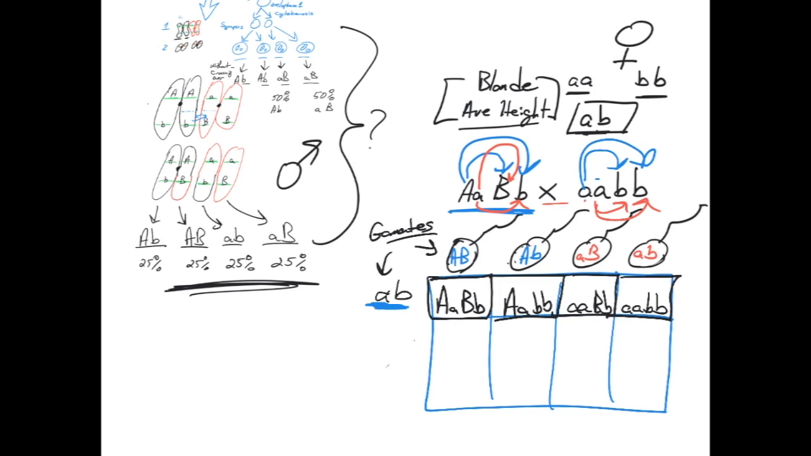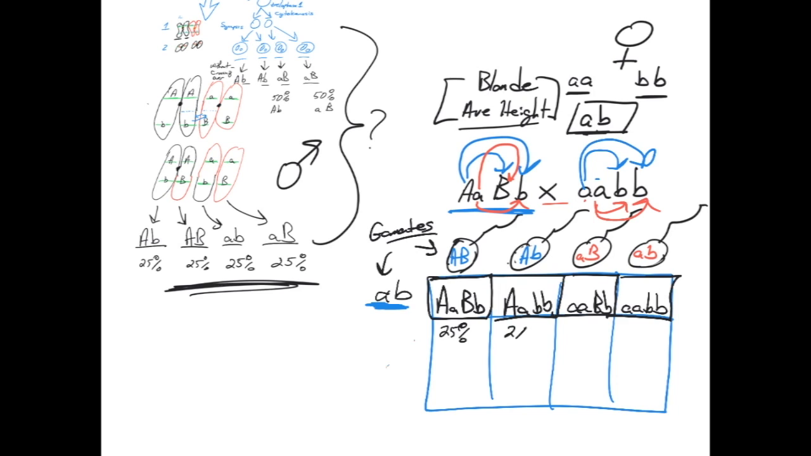I like to do test crosses first because they're easier. When I do the full heterozygote cross in a minute, you'll see it gets just slightly more complicated. It's not really that bad. You see that genotypically 25% are heterozygous for both, right?